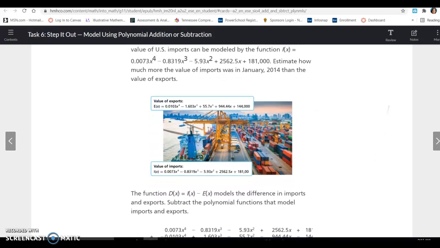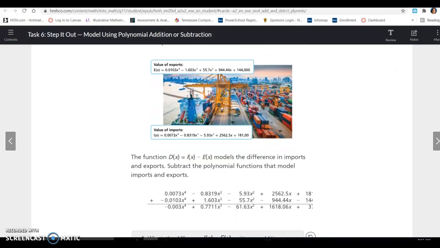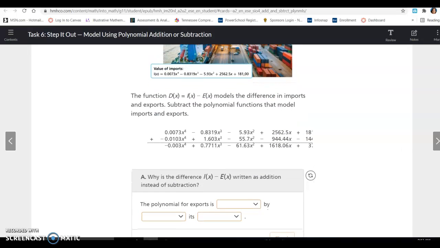All right, so the first thing we have to do is find the difference of imports and exports. So it says the function D of x equals your imports minus your exports, models the difference of imports and exports. Subtract the polynomial function that model imports and exports. So the models given here or above, so they've taken those and they've added the opposite or subtracted these.